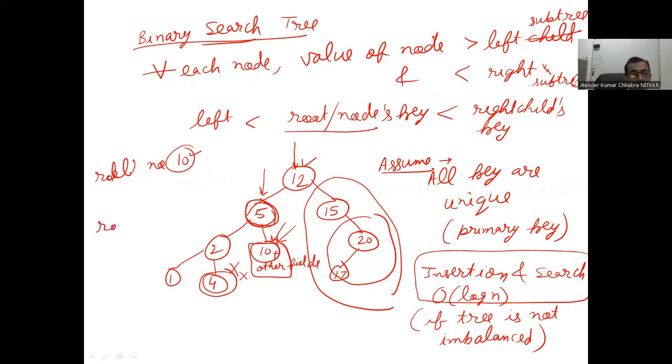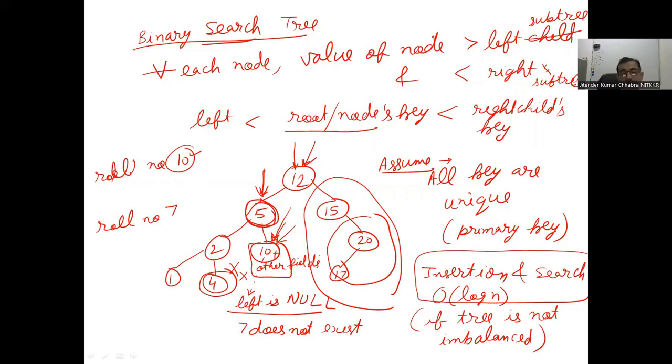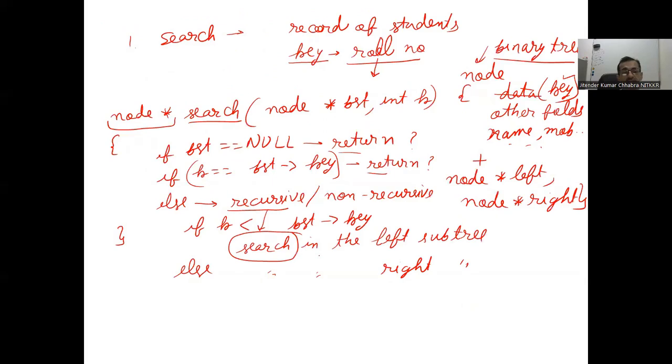Let's say I wanted to search for roll number 7. Say 12, you came, 7 has to be left side. You came here, 5, 7 has to be on the right side. Right side, you went to 10. 10 means if 7 at all exists, it has to be on the left side. Left side is empty. Left is null. That means 7 doesn't exist. So left is null, 7 doesn't exist. Maybe I can return a null pointer and accordingly I can say 7 doesn't exist. So null return will mean that it doesn't exist. So search can be done like this.